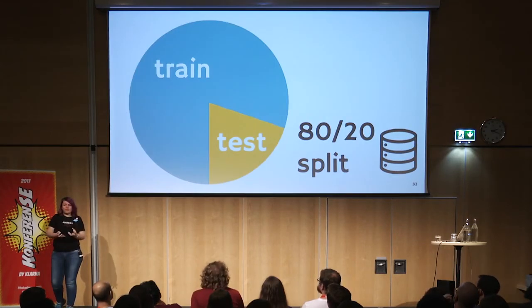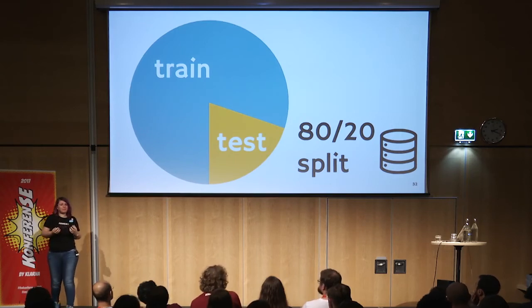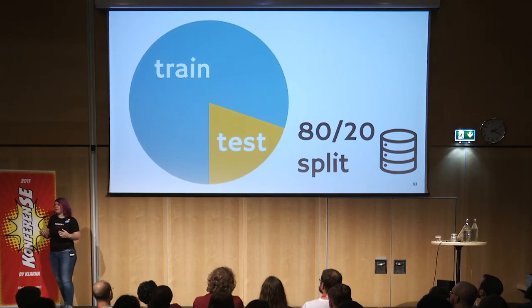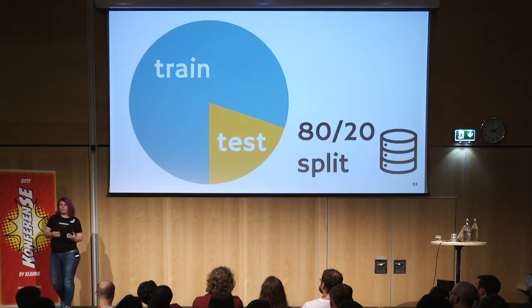One thing that you should do with data is you should split it. I talked about testing your algorithm. This is how you test your algorithm. You test it by using data that you already know. And then you pass that data in, you do a prediction, and you compare it to the truth.